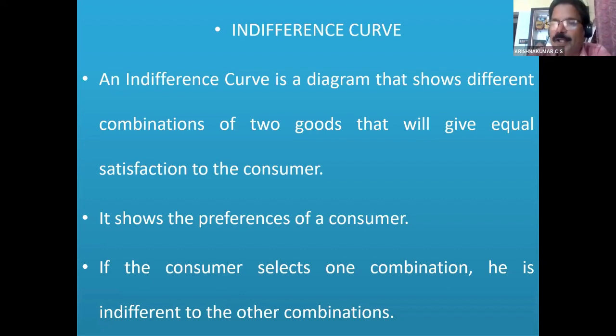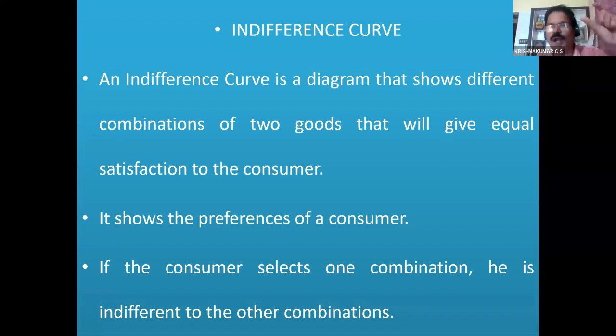See, you take apple and orange. You write different combinations. Say 1 apple, 10 oranges. This can be one combination. Another one, 2 apples, 7 oranges. 3 apples, 4 oranges. 4 apples, 1 orange. So you are giving different combinations. So the child can select any of these combinations. So whatever combination you select, you get the same satisfaction.